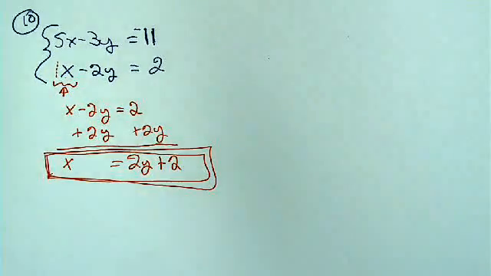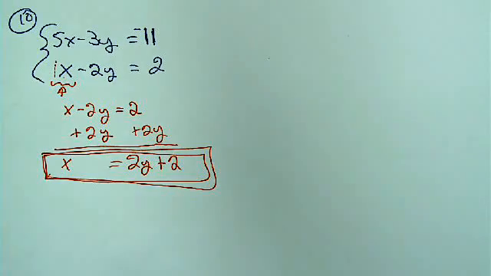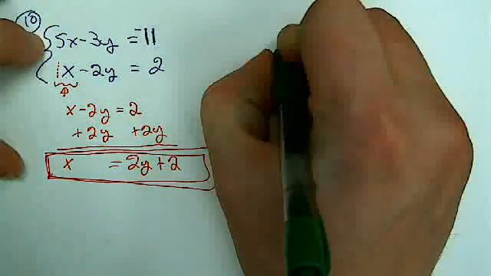So now I'm down to x is equal to 2y plus 2. Then you go to 5x and put parentheses, 2y plus 2. Exactly. You go back to the other equation, and you do your substitution.